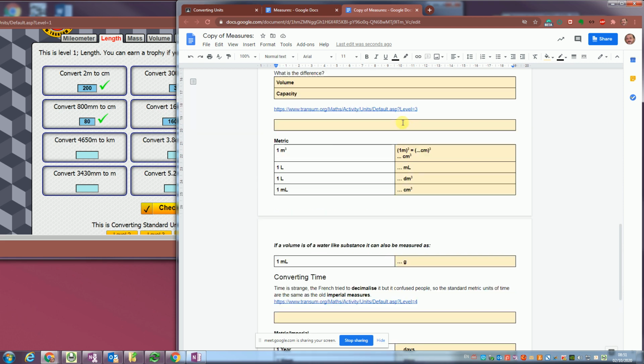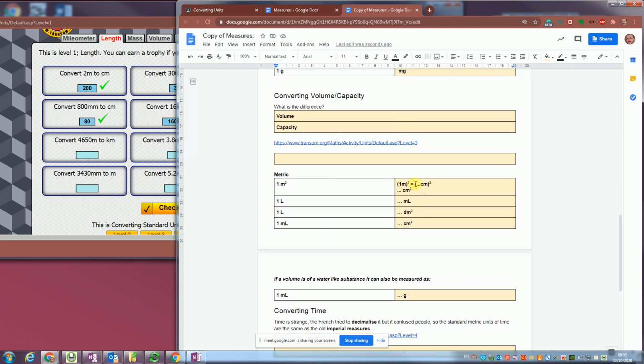So we've got the conversions here. 1 metre cubed is 100 centimetres all cubed. When you cube 100, you get a million.